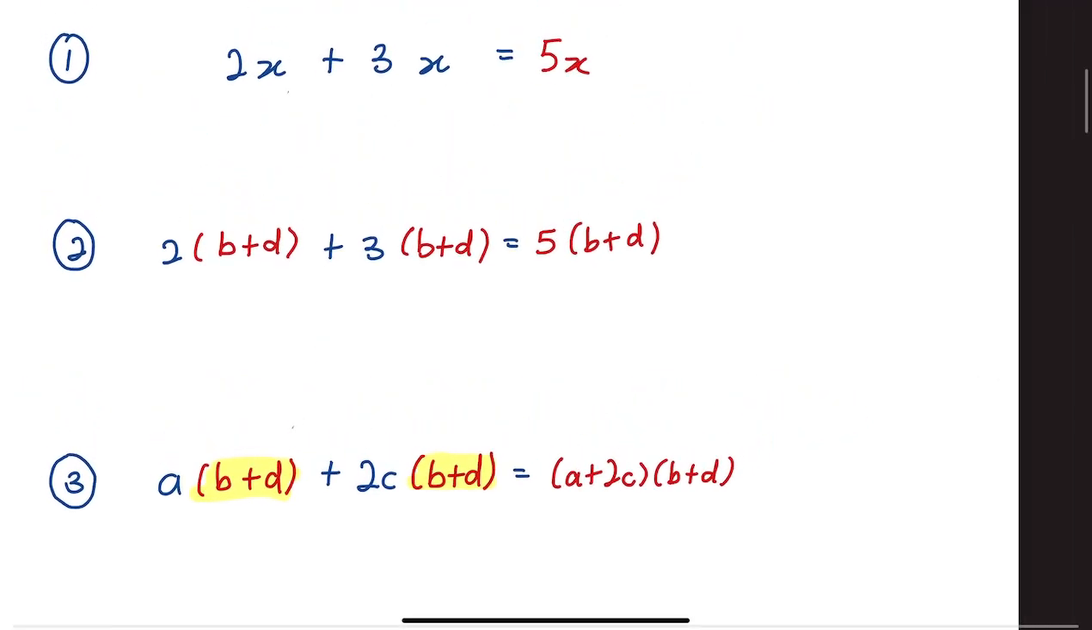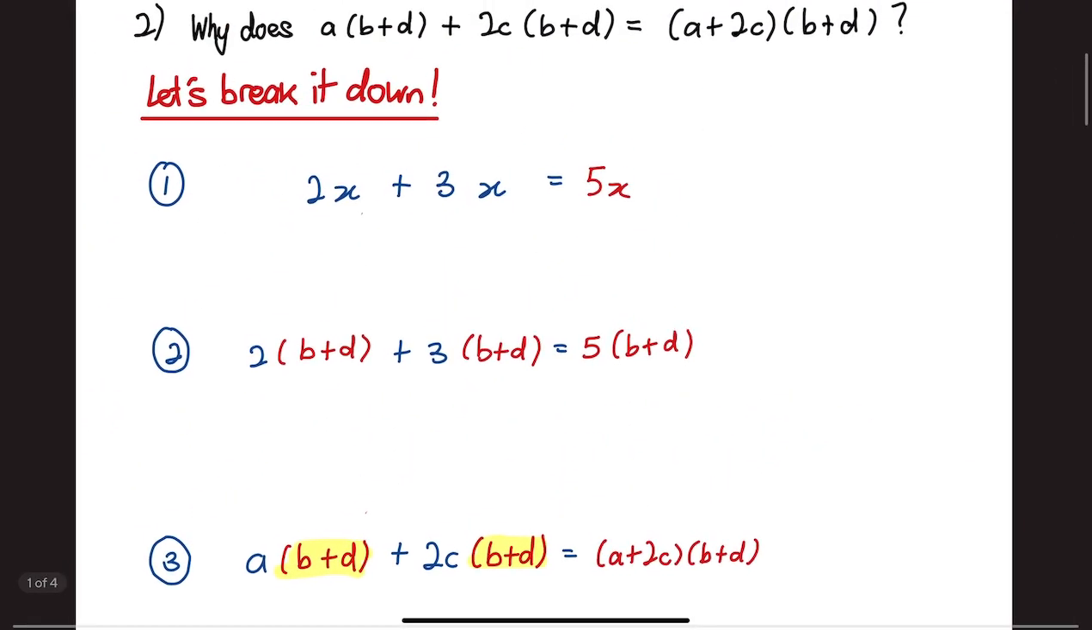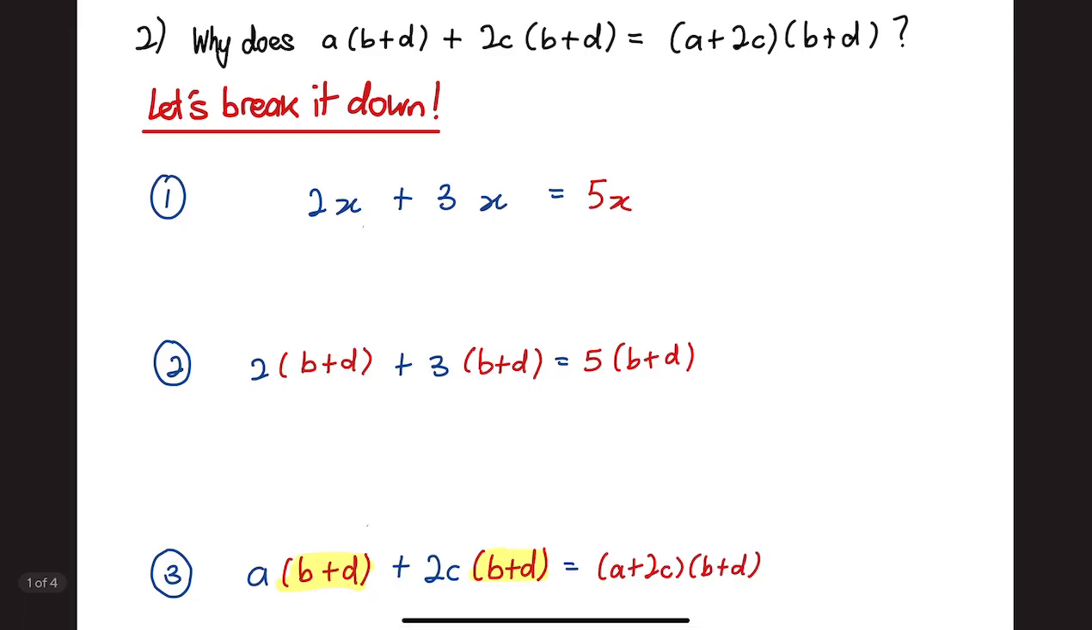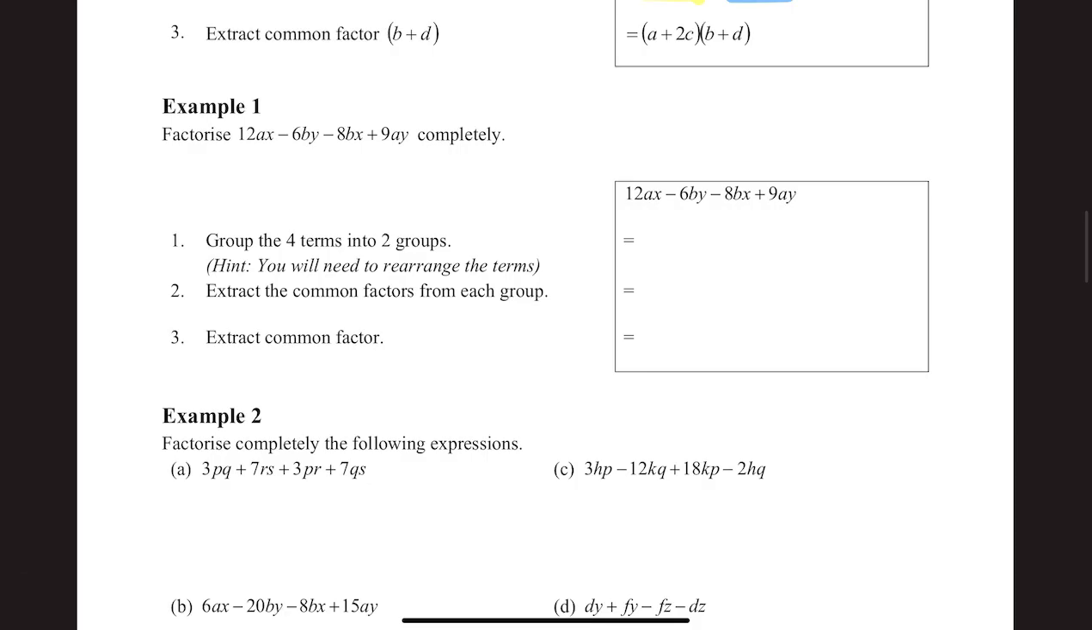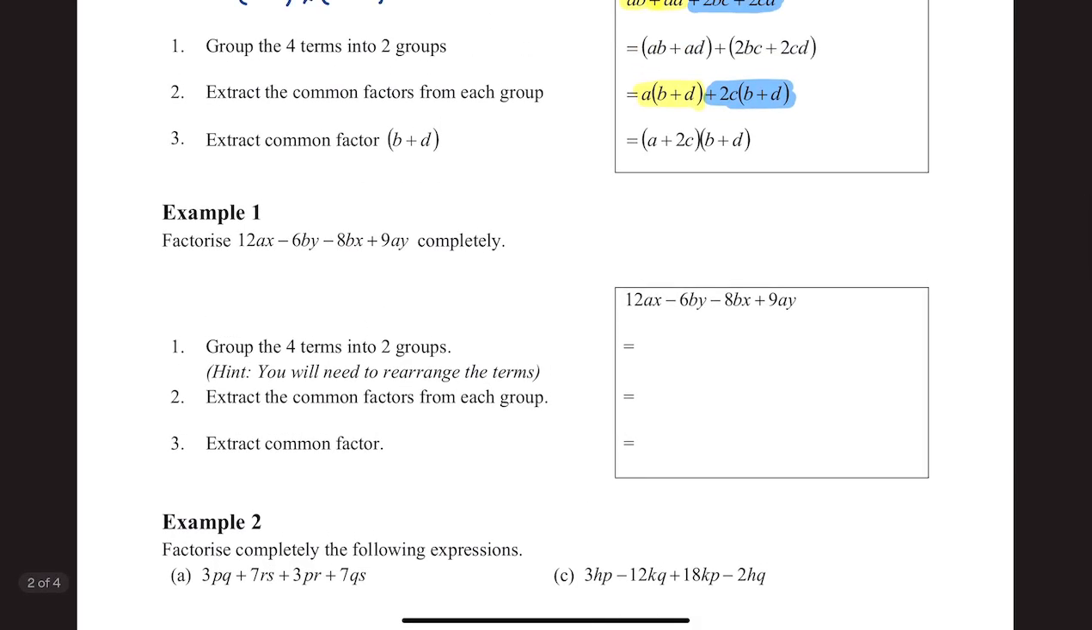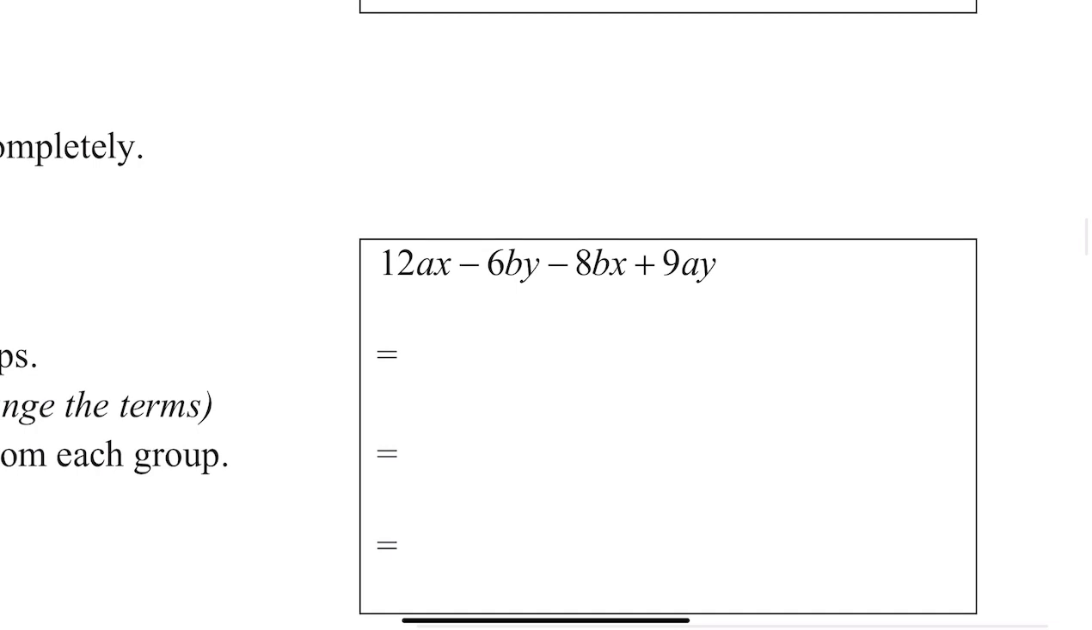Okay, this is an important concept to understand. How come we can combine two groups if they have these same back factors over here? Okay, so let's now look at example 1. The steps are the same throughout, but we will usually try to rearrange the terms so that I can find common factors. So let's look at these two terms over here.